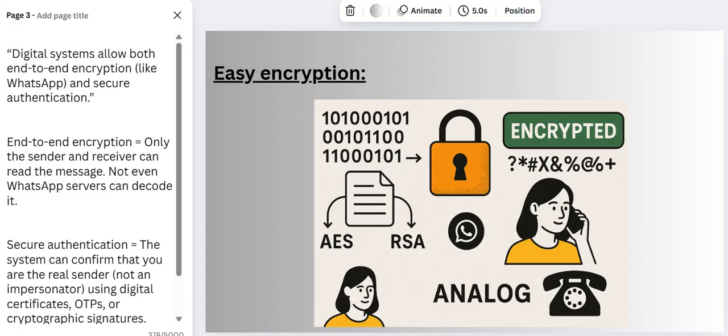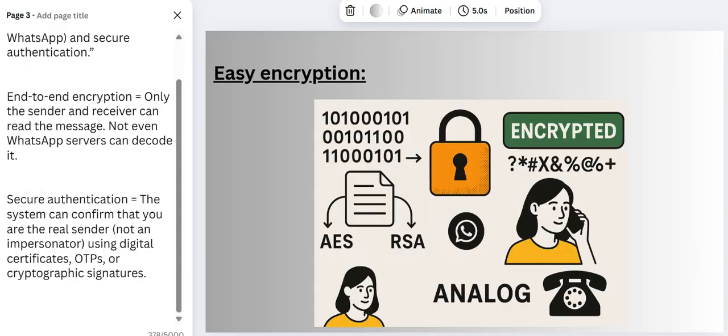Digital systems allow both end-to-end encryption, like WhatsApp, and secure authentication. What does end-to-end encryption mean? Only the sender and the receiver can read the message. Not even the WhatsApp servers can decode it. And also secure authentication. What does it mean? The system can confirm that you are the real sender, not a fake one.